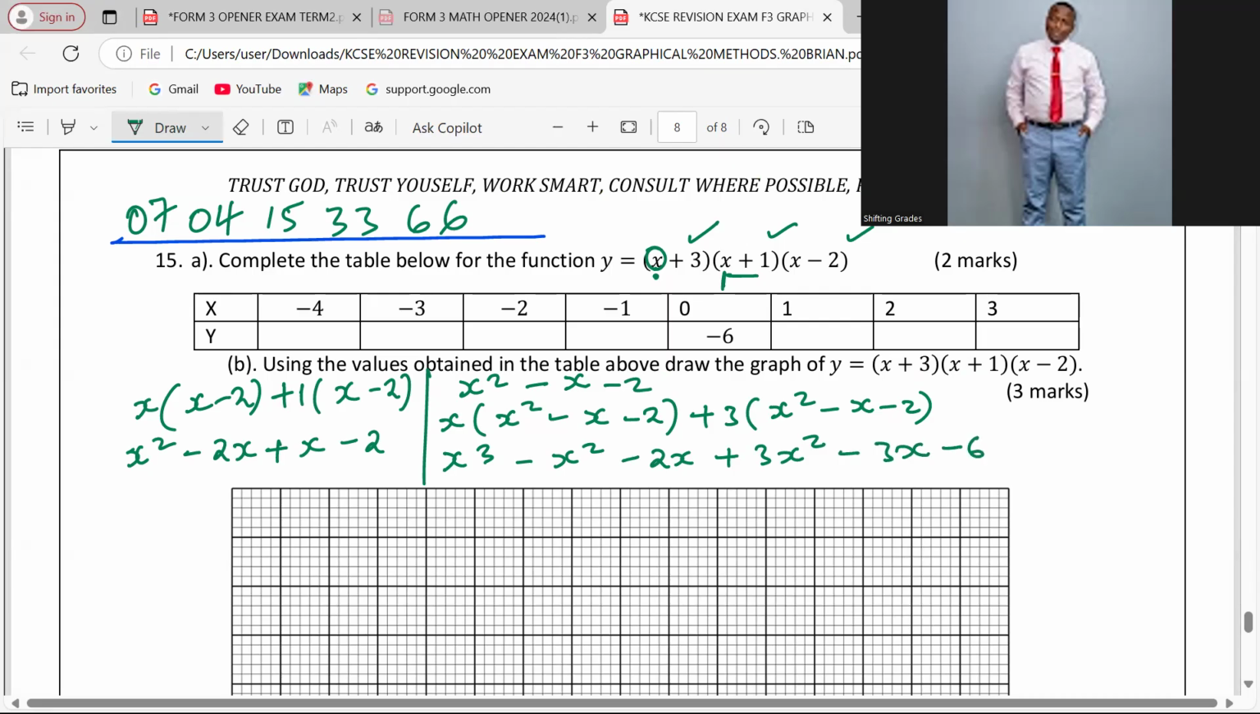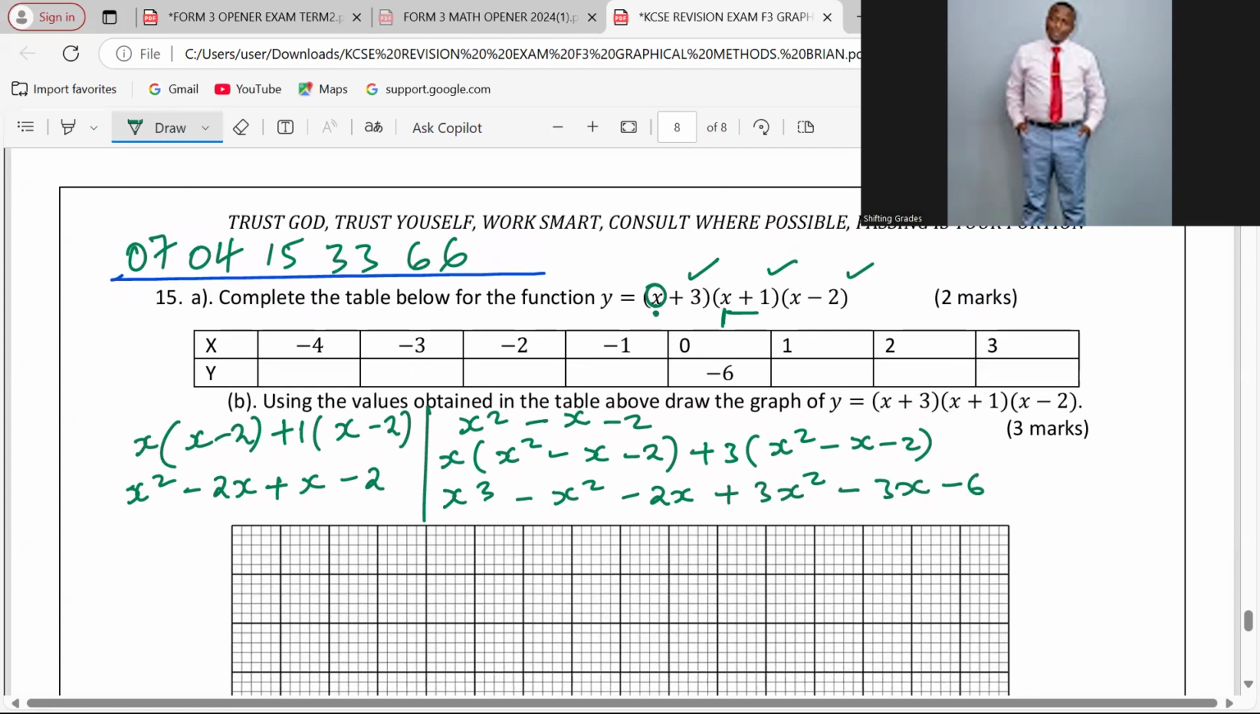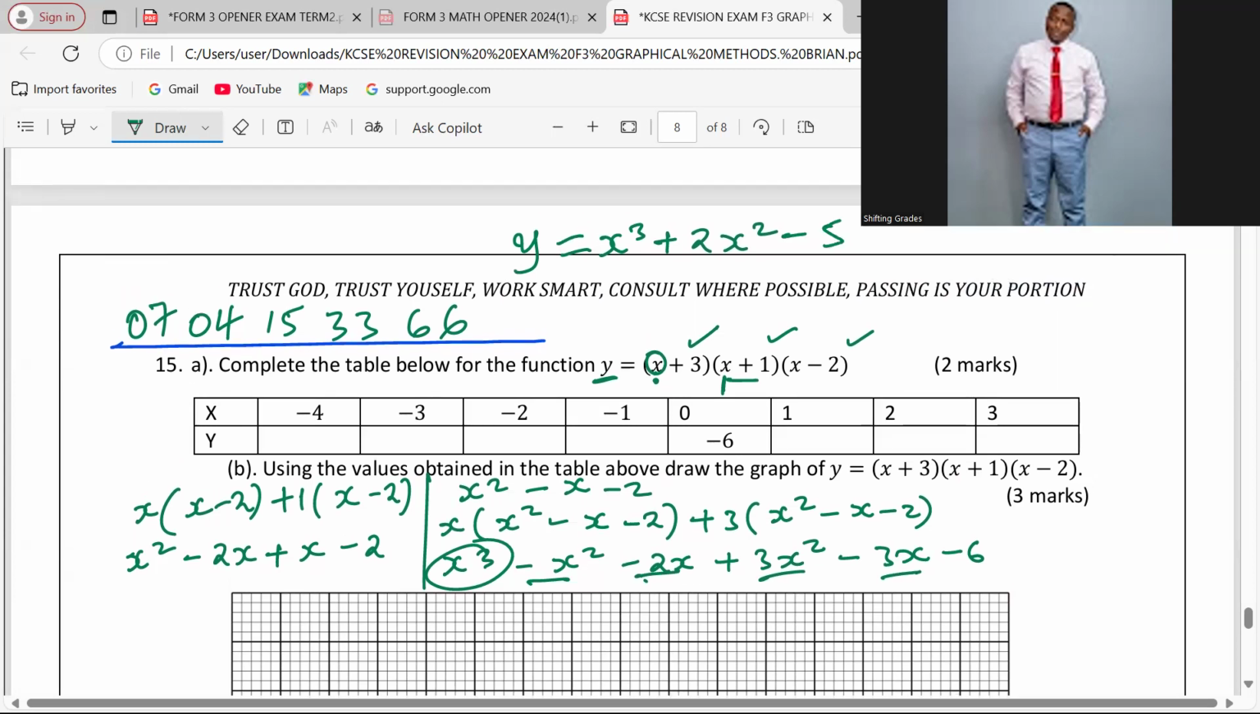Can we combine and group like terms? Yes, we can. Remember we are expanding the function of y. So y equals, let me group the terms. I begin with the x power 3. Then we have minus x squared and plus 3x squared, so it will be positive 2x squared. Then minus 2x and minus 3x will be negative 5x. And finally, we have minus 6. So now we have expanded our function.